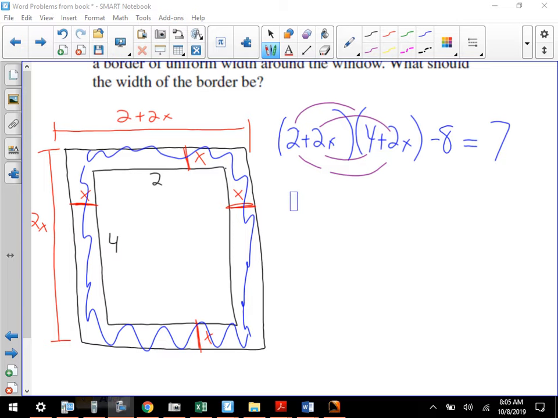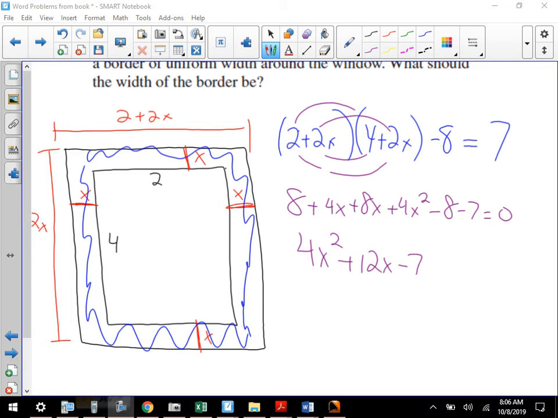If I FOIL this out, we have 8 plus 4x plus 8x plus 4x squared, minus 8, minus 7 is 0. I'm setting it equal to 0, just moving everything over. I FOILed it out. Start combining like terms. I get 4x squared plus 12x minus 7 is 0. Are we okay with that?